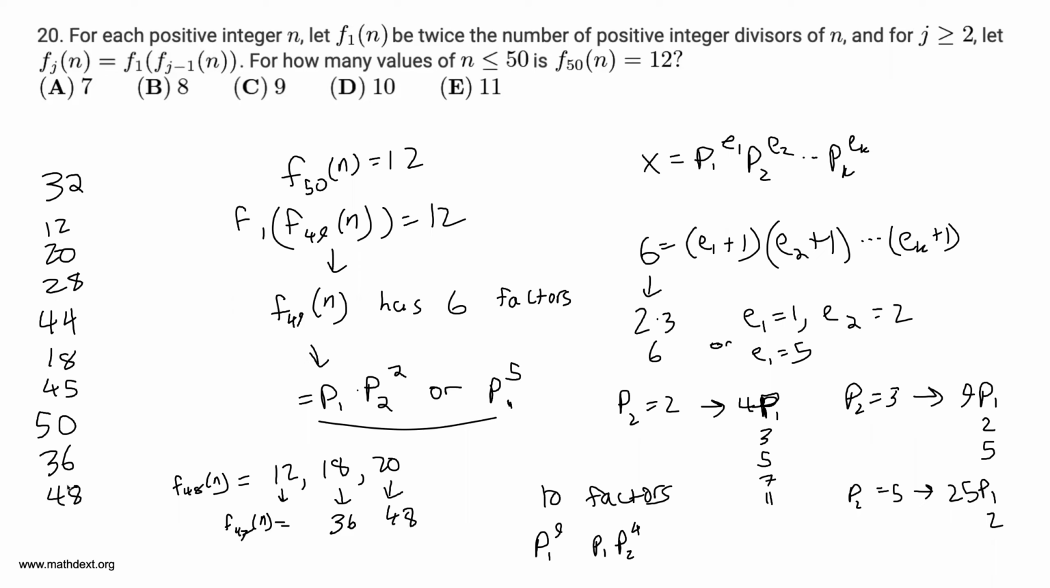And guess what? F46 of n, it turns out, has these exact same solutions because really only 12, 18, and 20 are actually possible for F46. And so on and so forth. So we can conclude that n itself has to be one of these numbers. And there are 10 solutions, and therefore we are done. You can count them up, 10 solutions, and we're done.